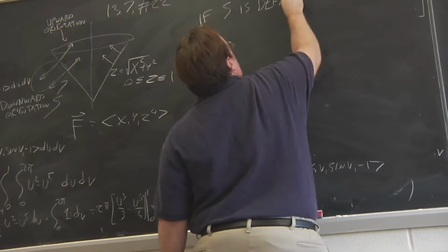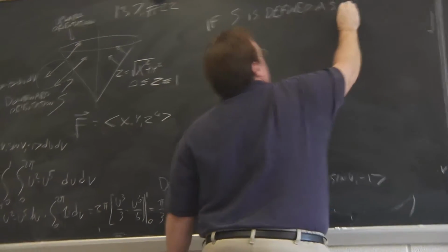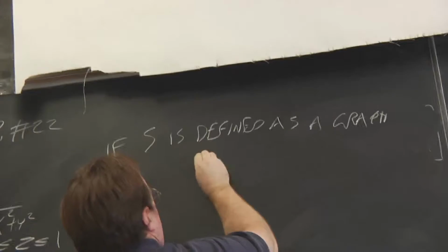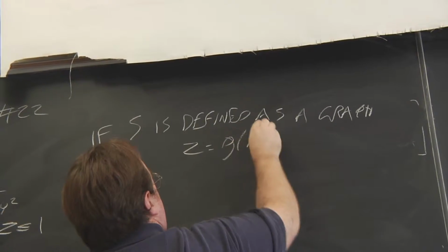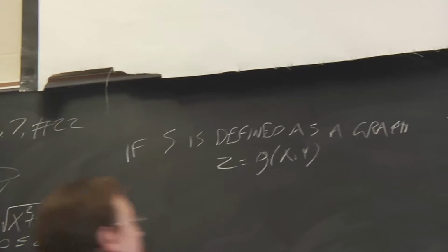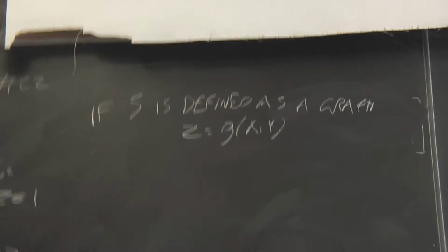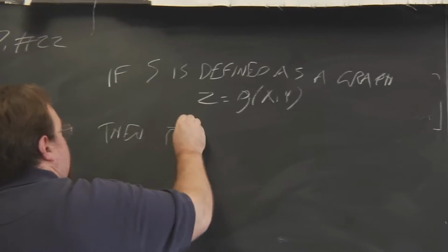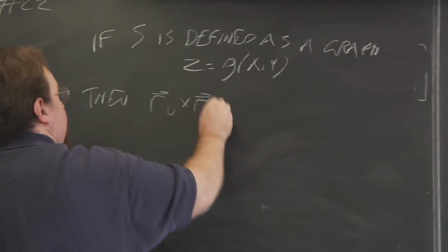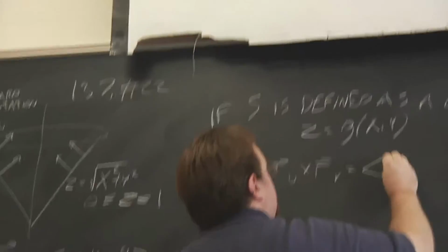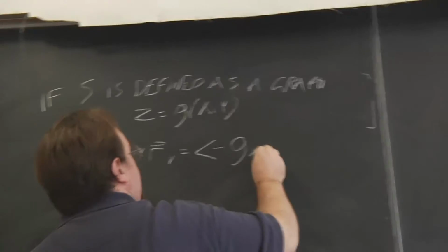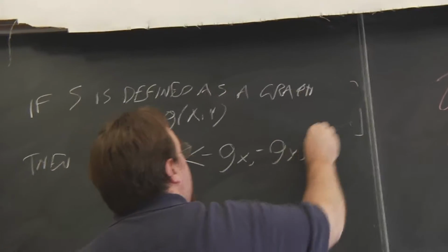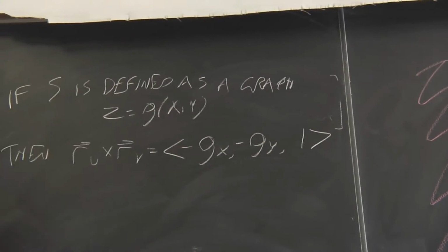Your surface is defined as a graph. Z is g of x, y for some function g, which it was in this case. Then you can work out more easily what r_u cross r_v is. It's always going to be minus partial g with respect to x, minus partial g with respect to y, and then 1. So you can go through the details of the cross product.